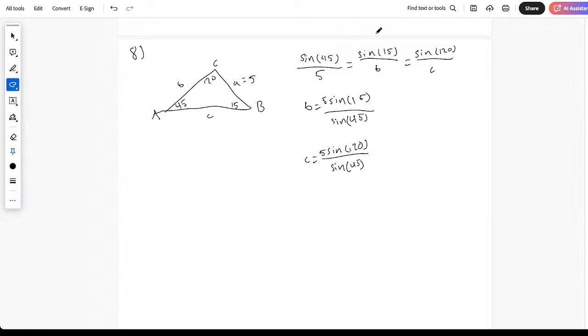Okay, going to plug that into my calculator. 5 times the sine of 15 over the sine of 45. Okay, so the first one is 1.8301.